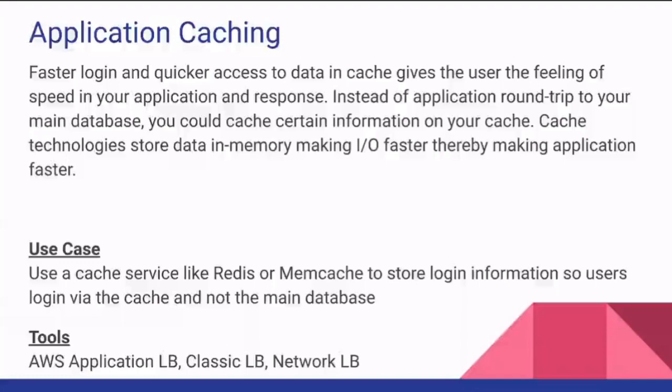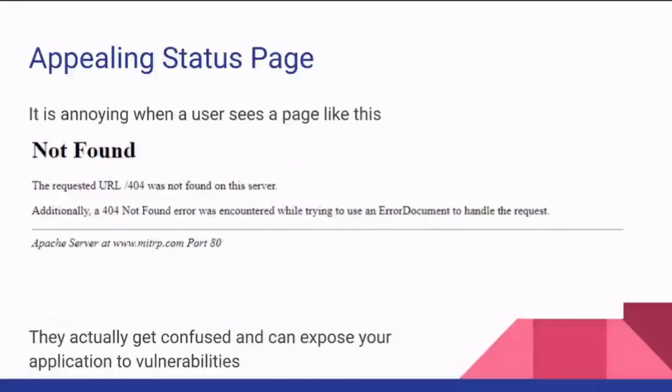Use a cache service like Redis or Memcached to store login information, so users can log in via the cache and not the main database. The AWS tool for use here is AWS Elasticache, which can serve either Memcached or Redis.